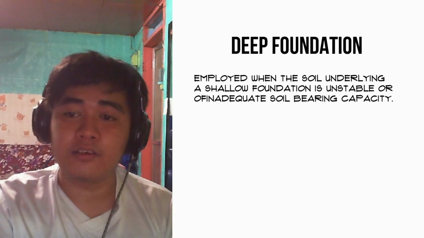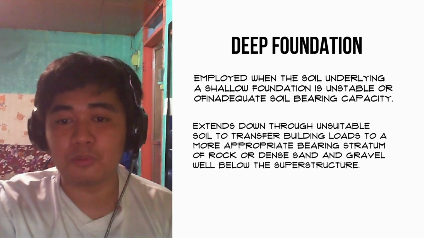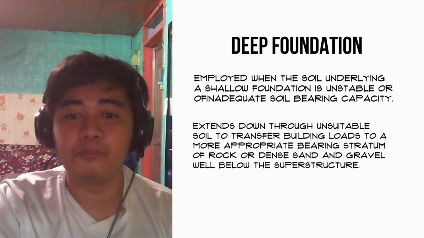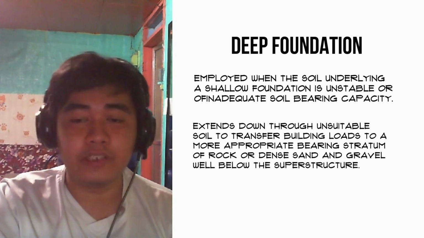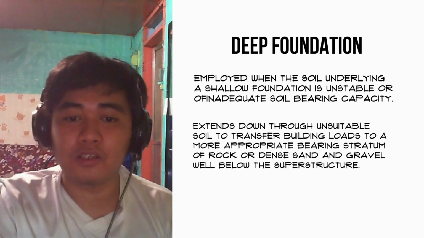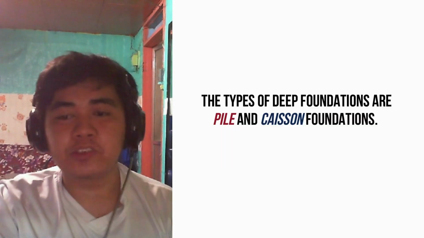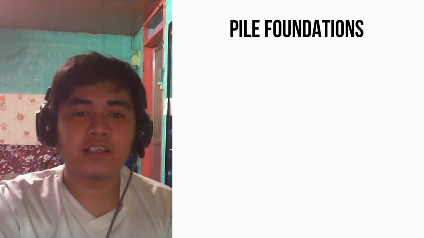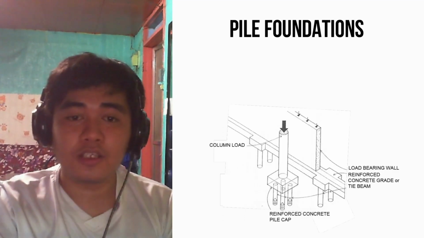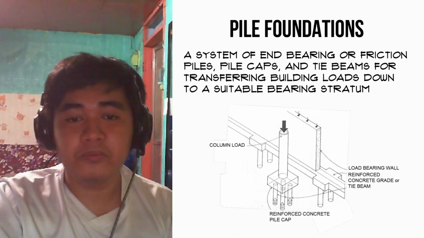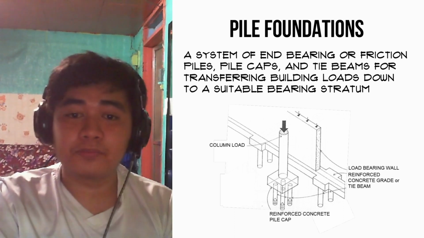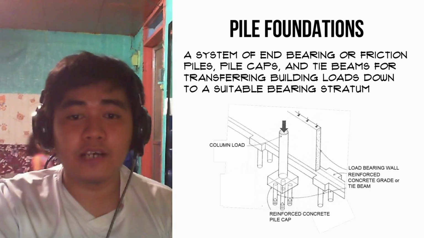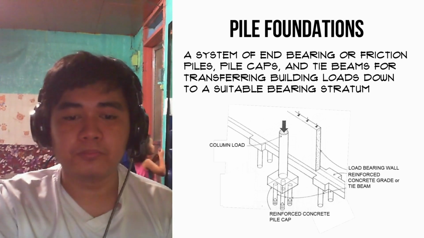Deep foundations are employed when the soil underlying a shallow foundation is unstable or of inadequate soil-bearing capacity. They extend down through unsuitable soil and transfer building loads to a more appropriate bearing stratum of rock or dense sand and gravel well below the superstructure. Types of deep foundations are pile and caisson foundation. Pile foundation is a system of end-bearing or friction piles, pile caps, and tie beams for transferring building loads down to a suitable bearing stratum.